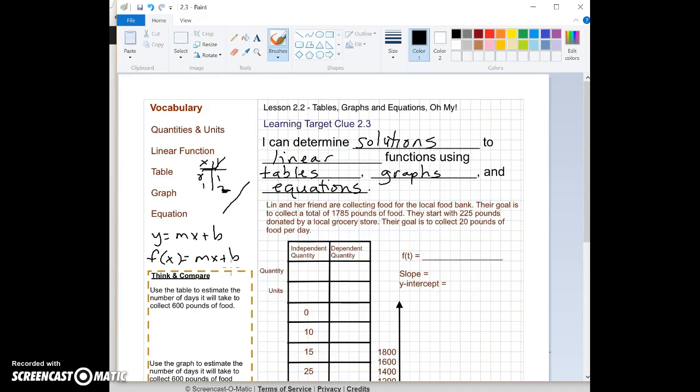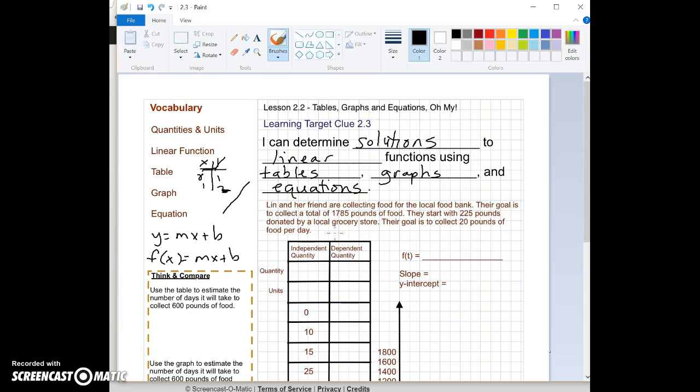We've spent some time looking at these different things, being able to represent functions using tables, graphs, and equations. Now we're going to use tables, graphs, and equations to actually find solutions. So let's get started. Let's look at this problem that I have written here. Lynn and her friend are collecting food for their local food bank. Their goal is to collect a total of 1,785 pounds of food. They start with 225 pounds donated by a local grocery store. Their goal is to collect 20 pounds of food per day.